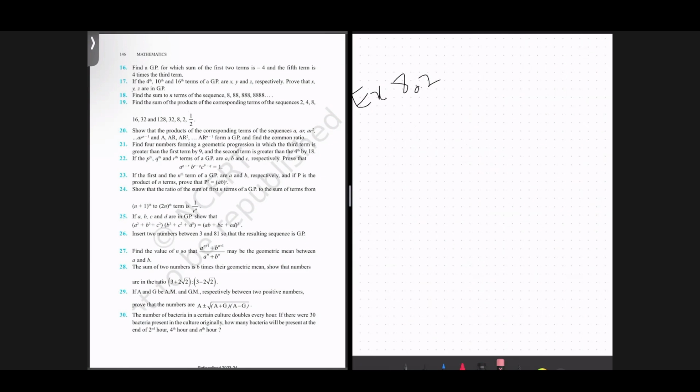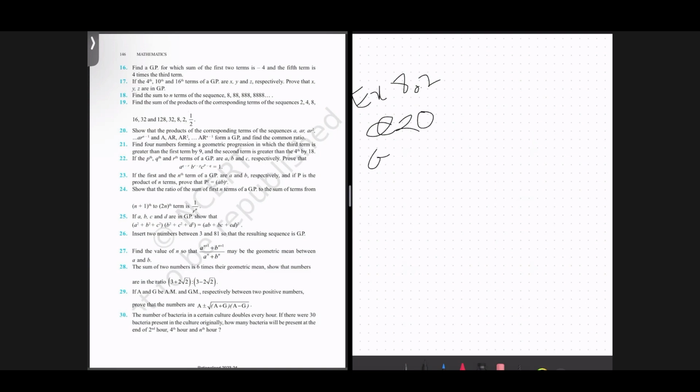In the 20th question, we have to show that the products of the corresponding terms of the sequences A, AR, AR square, up until AR raised to the power n minus 1, and capital A, capital AR, capital AR square, up until capital A, capital R raised to the power n minus 1, form a GP, and we also need to find the common ratio, right? So I'm just going to do that by proving that the ratio between each of the consecutive terms in this GP, when you multiply the corresponding terms of these two GPs, is going to be the same, right? So I'm currently solving question number 20.